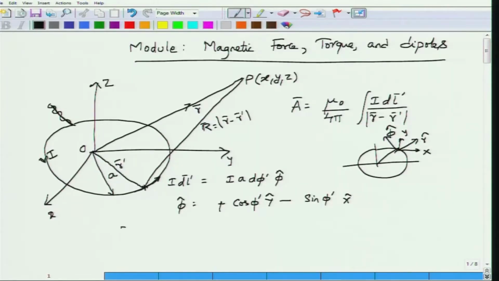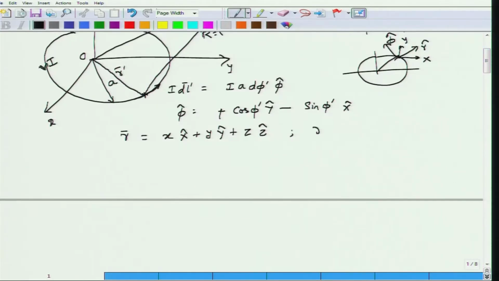I should also be writing down what the position vector r is. The position vector r is given by x hat plus y hat plus z hat, and the source position vector r prime is given by a cos phi prime x hat plus a sin phi prime y hat. There is no z component to the source vector because the source vector lies in the x and y plane. Okay, so what will be the distance vector r, which is r minus r prime?